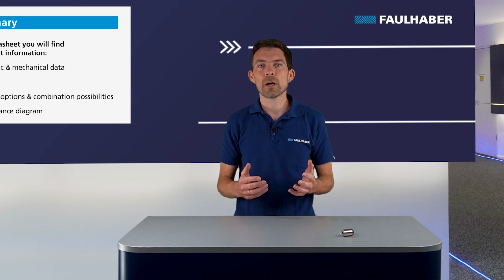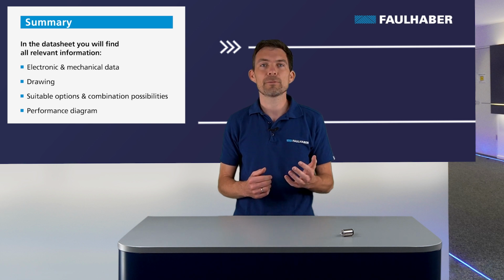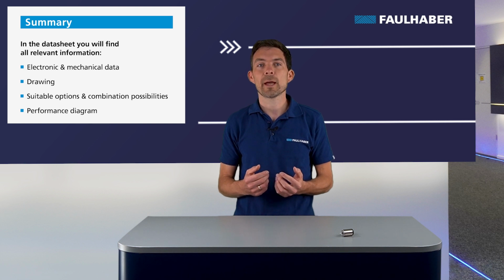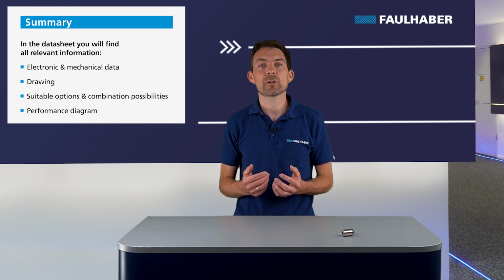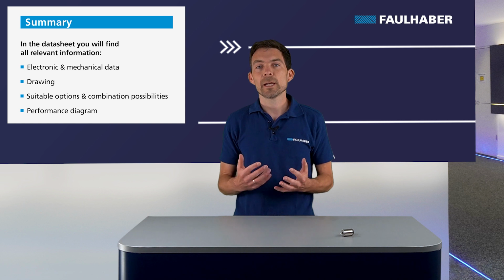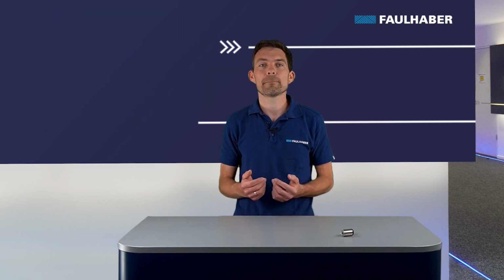As a summary, on our FaulHarbor datasheets, you will find all relevant data of that specific motor, electronic data and mechanical data, a drawing, and suitable options and complementary products to combine the motor with. There is also a performance diagram shown on the datasheet. You will get additional insights in our separate video for the performance diagram.